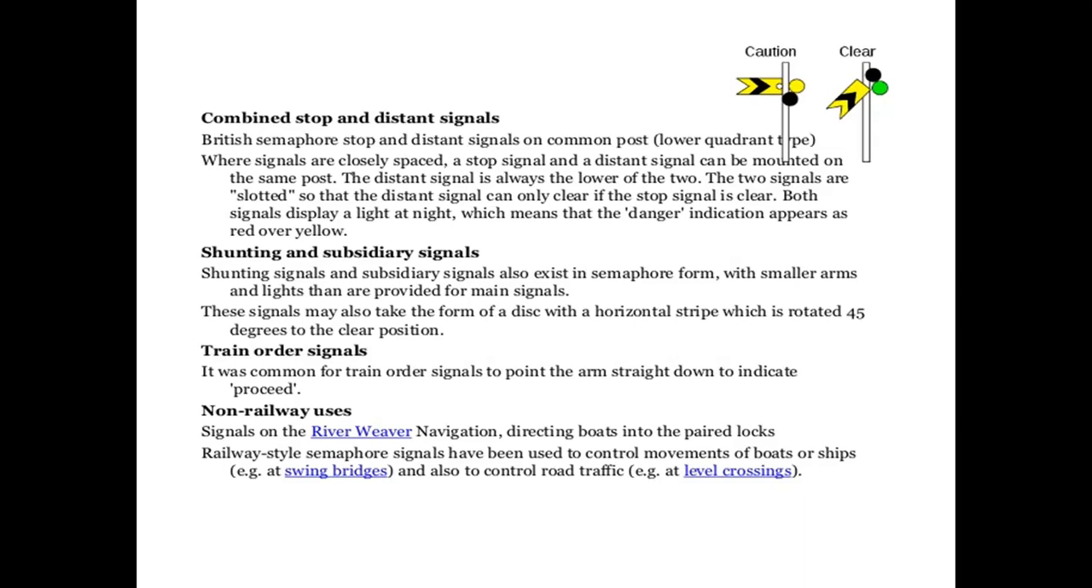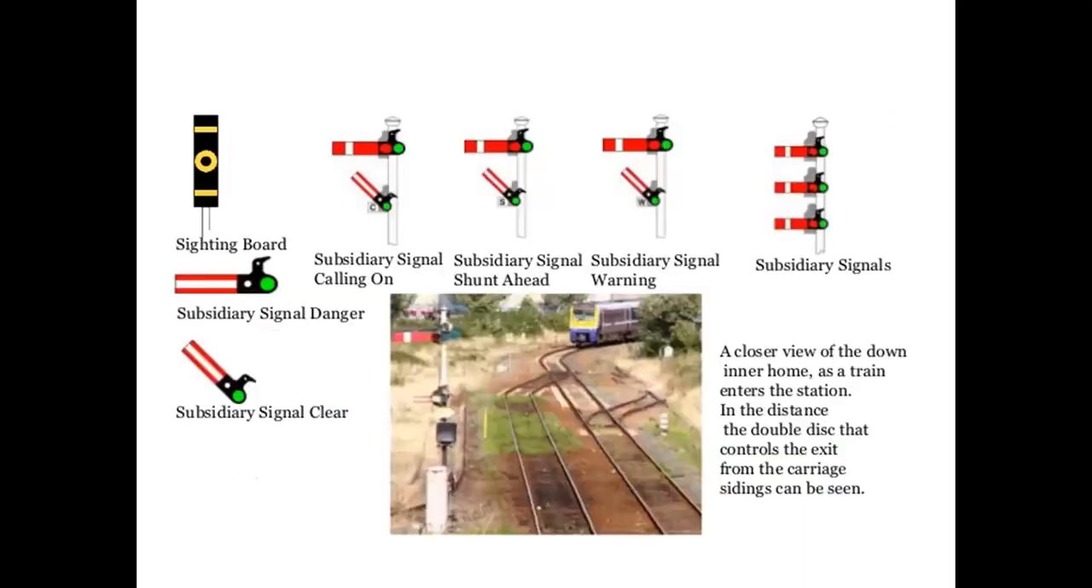It was common for train order signals to point the arm straight down to indicate the signal which meant proceed. Non-railway uses: signals on the River Weaver Navigation directing boats into the paired locks. Railway-style semaphore signals have been used to control the movements of boats or ships, for example at swing bridges, and also to control road traffic, for example at level crossings.